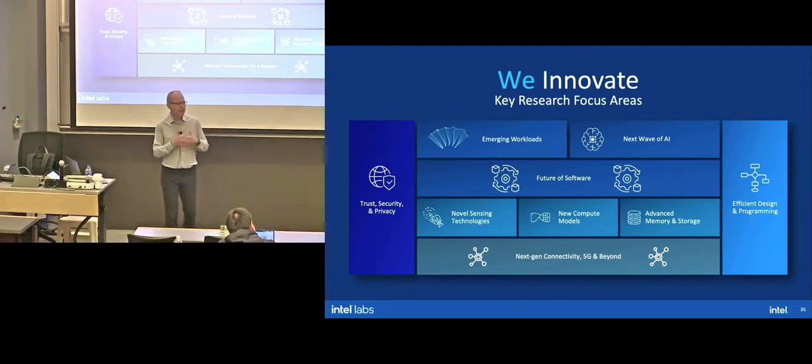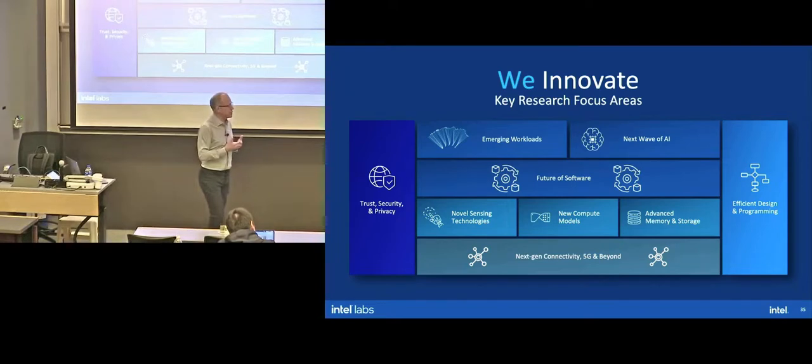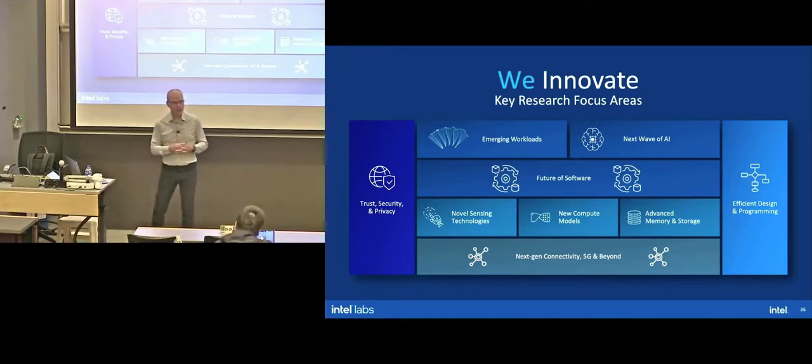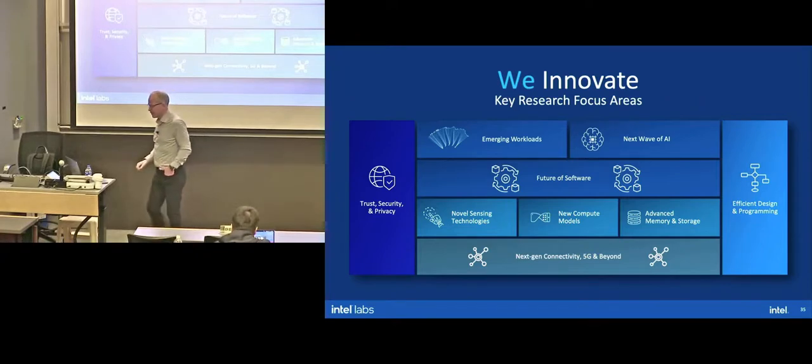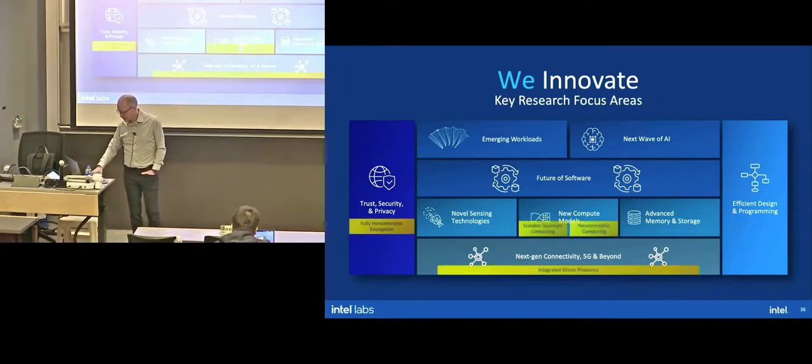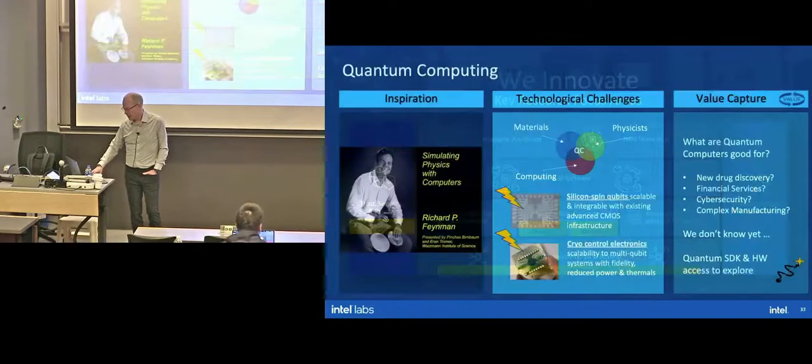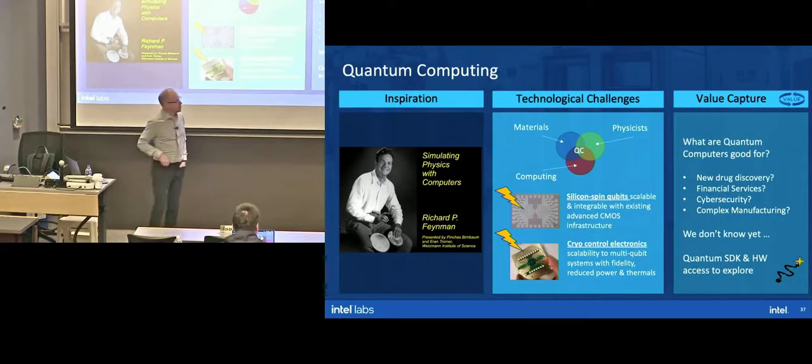And increasingly, we are investing in technologies around efficient design and programmability, because you may have noticed Intel is pursuing a new strategy that we call IDM 2.0, which is all about opening up our foundry to other designers. And so having technologies to be efficient around that is important. I just want to do a double click on four different areas of research right now.